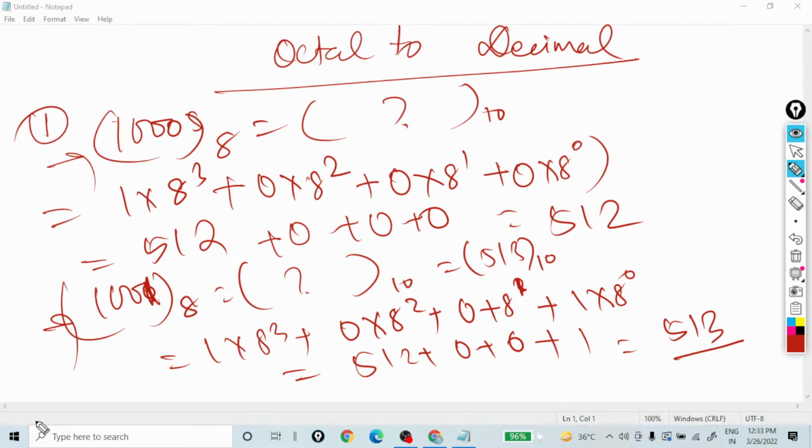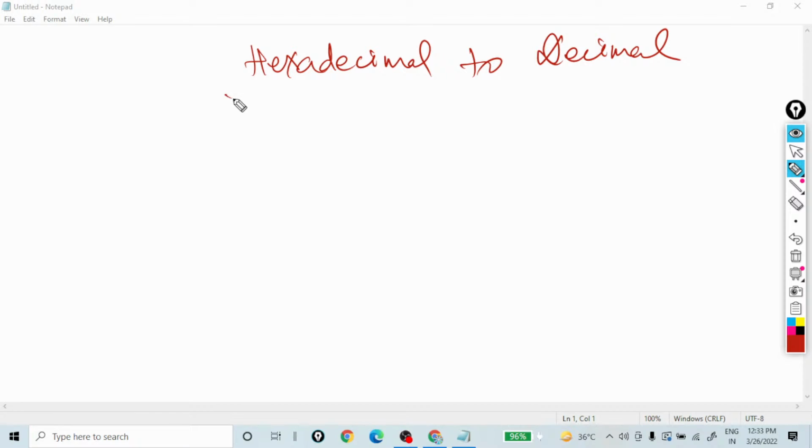The next type of conversion is from hexadecimal to decimal. Conversion from hexadecimal to decimal.